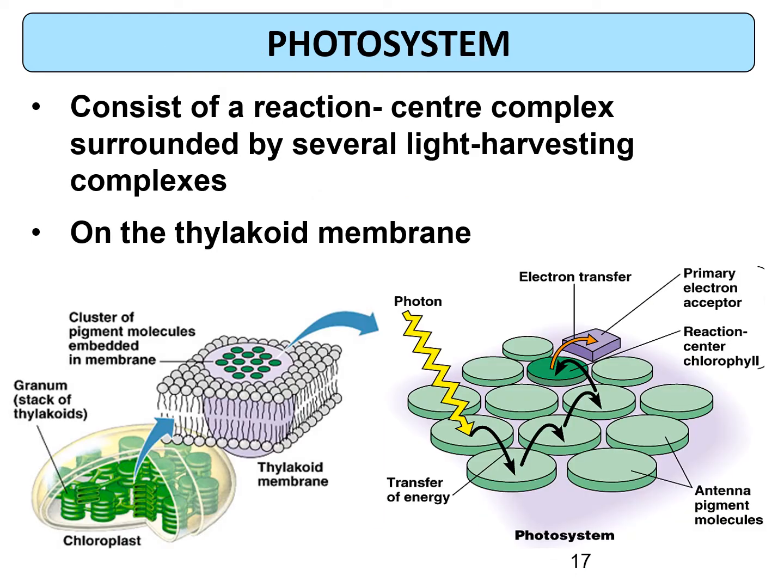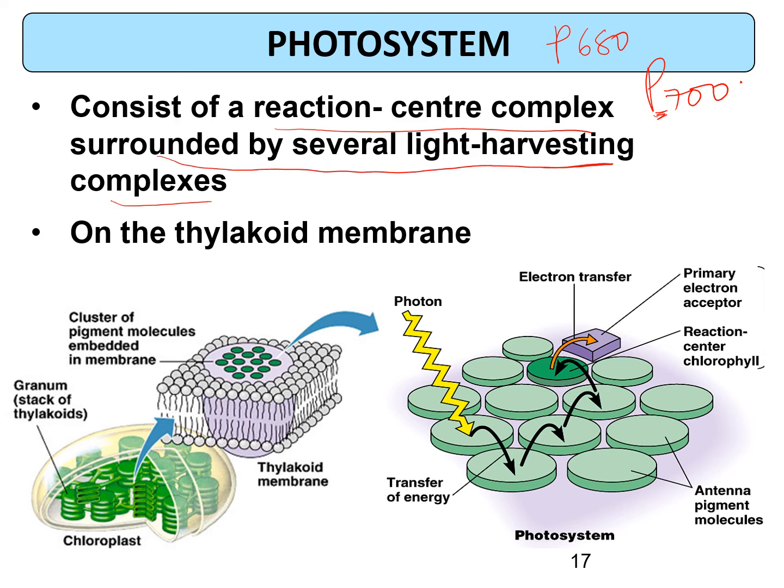So now the photosystem, the P680 and P700. P stands for photosystem. So this photosystem consists of a reaction center complex surrounded by several light harvesting complexes. So light harvesting ni yang kita panggil sebagai accessory pigments. Okay. Antenna pigment molecules. Okay, this is the reaction center chlorophyll, and then primary electron acceptor. So ni reaction center chlorophyll ni, yang reaction center ni.